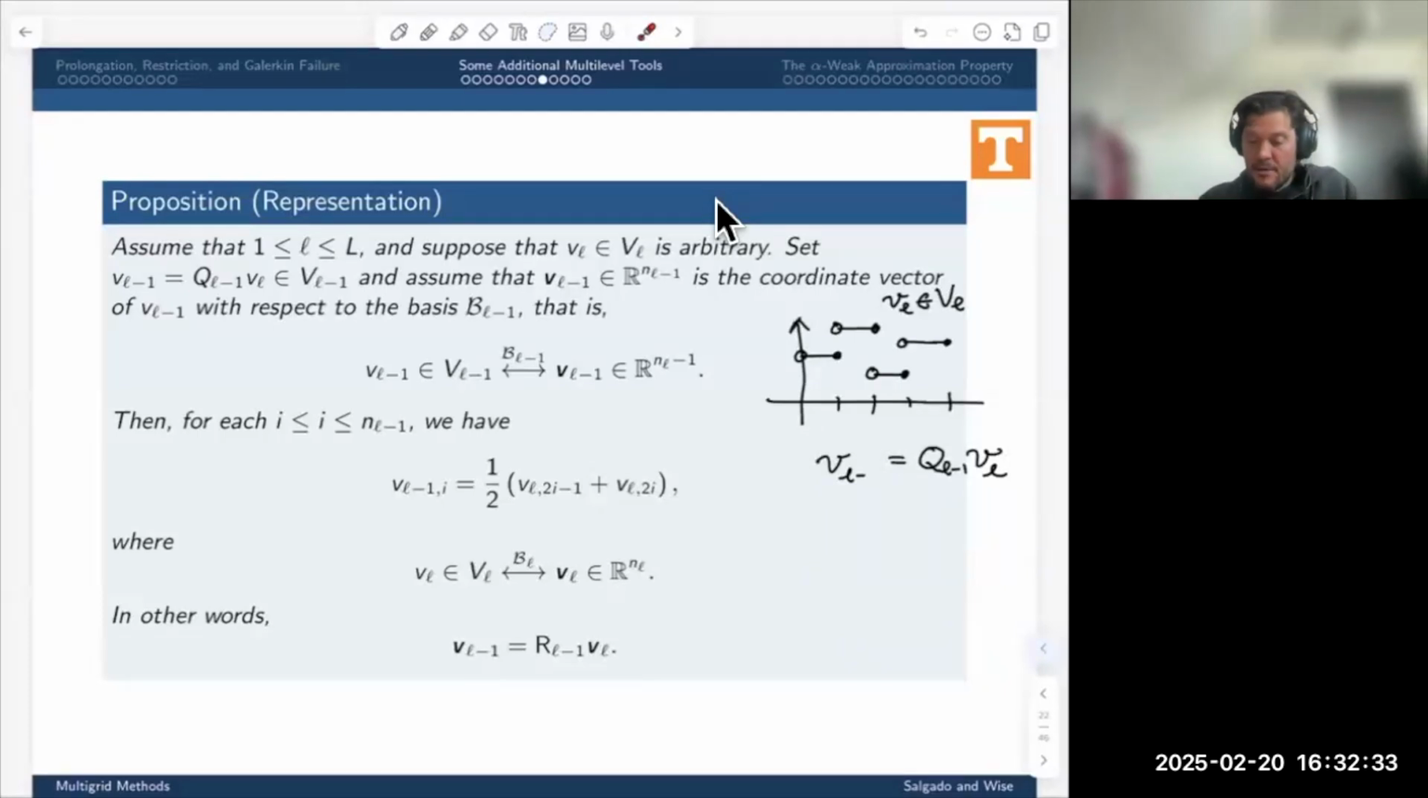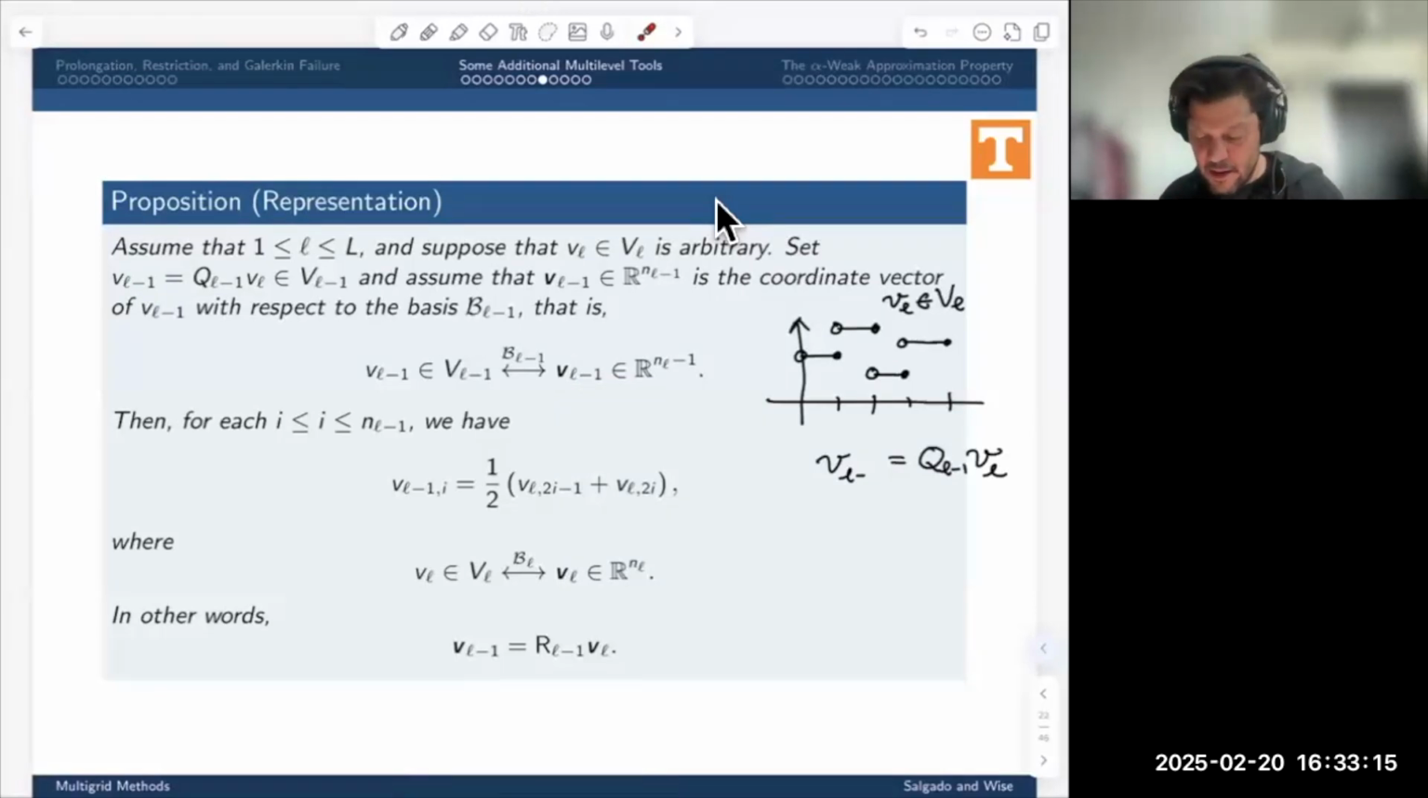Here's the answer. Suppose that VL is arbitrary in capital VL, and let's set VL minus 1 to be the L2 projection of VL into this space of capital VL minus 1. And let's assume that the bold vector VL minus 1 in R^(NL minus 1) is the coordinate vector of VL with respect to the basis BL minus 1. In other words, I'm translating this function from this piecewise constant space into a vector in R^(NL minus 1).